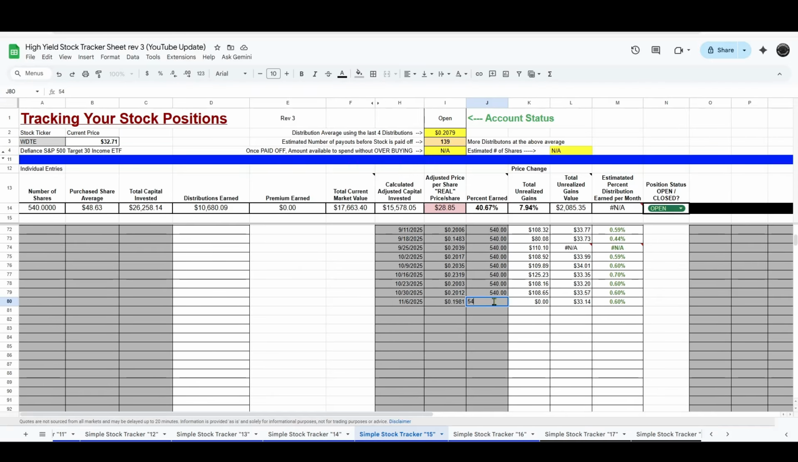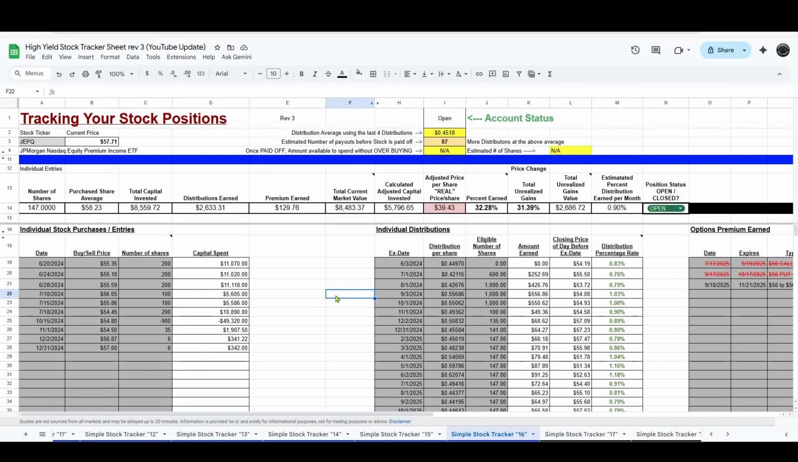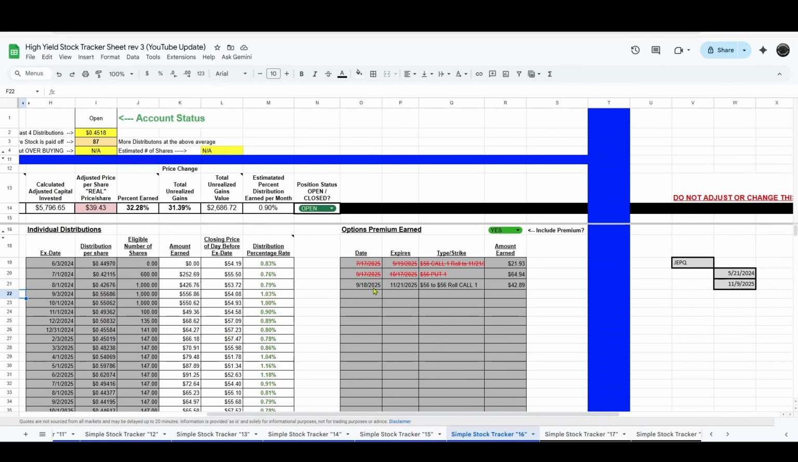WDTE, 540 shares. That changes my real price per share of $28.85 down to $28.65. And last but not least, JEPQ. Now, JEPQ is the one that I actually ended up getting assigned, okay? And what I mean is this call that I did roll. I rolled this 56 call out to November the 21st. Now, this is November the 9th currently, and it's on the weekend. So we have not made it to the 21st.